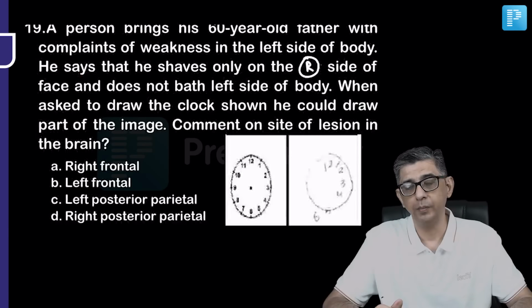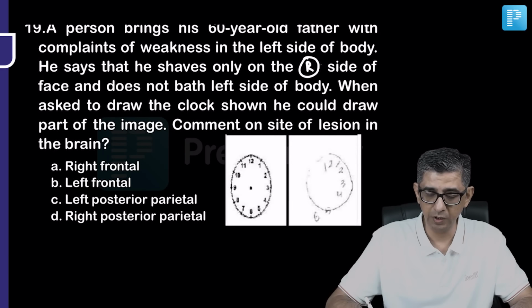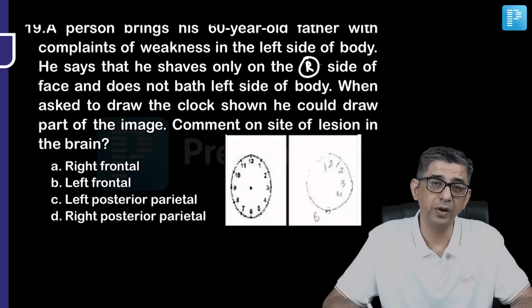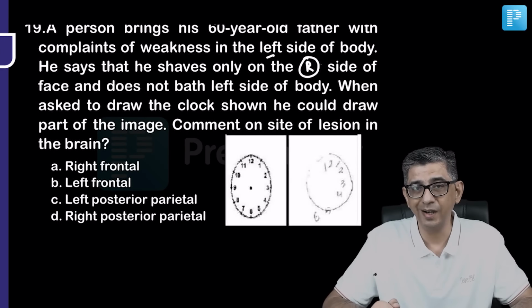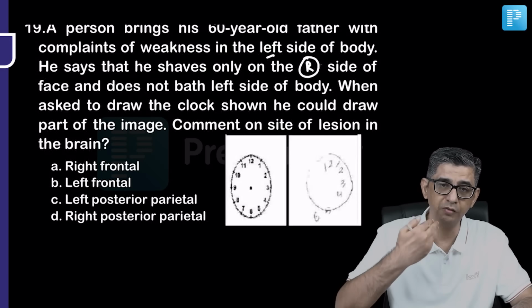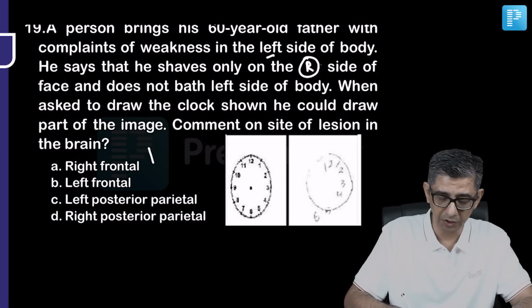as well. Coming to the next one, which is hardcore general medicine or neurology, a person has brought his dad who is 60 years of age and is complaining that his dad is having weakness in the left side of the body. He's saying his dad is shaving only the right side of the face, does not bathe the left side of the body. So the basic presentation given in this question is that of hemi-neglect.